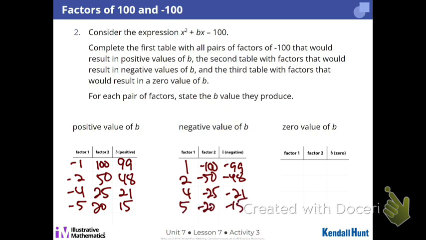So notice, these all still get the negative 100 as a product. But when we add, we get a negative because the negative is the larger of the two factors. Okay, how do we get zeros?